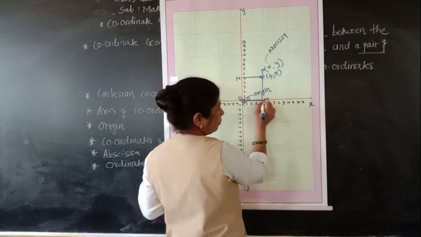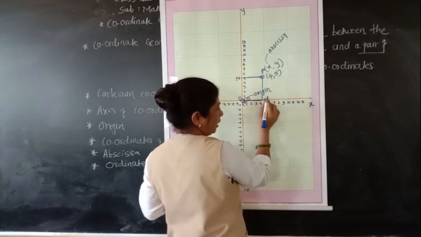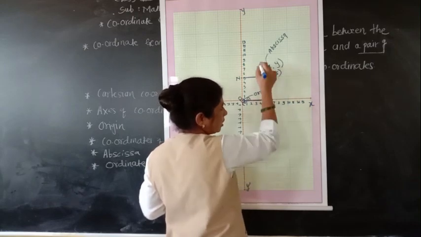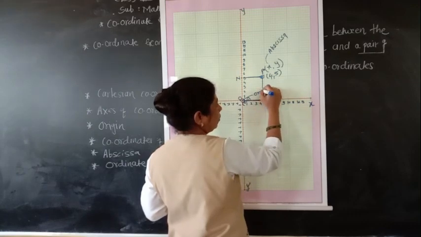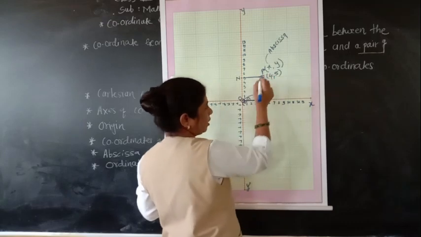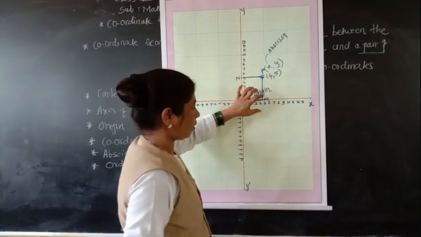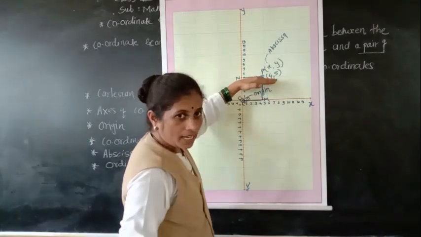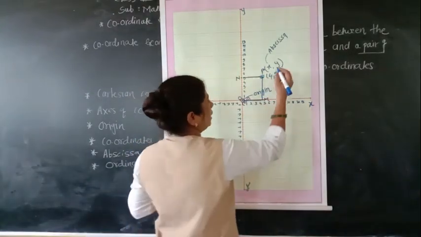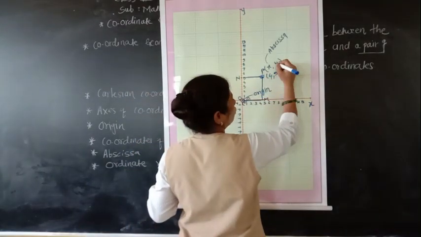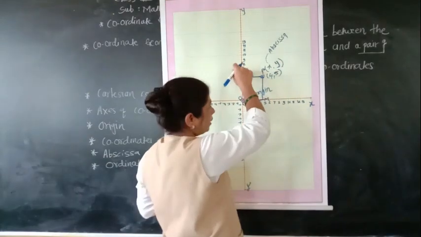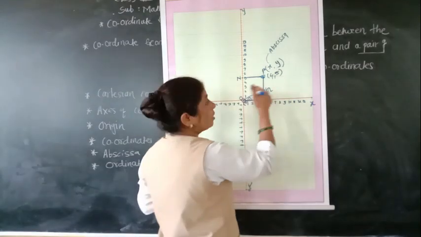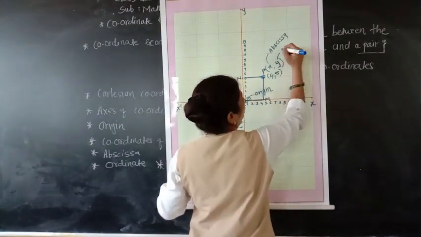X-axis. So this point P is how many units of distance from this x-axis? 1, 2, 3, 4 and 5. So this position of point P from the x-axis is 5. So 5 means your y point. This lies on the y coordinate. So this is called ordinate.